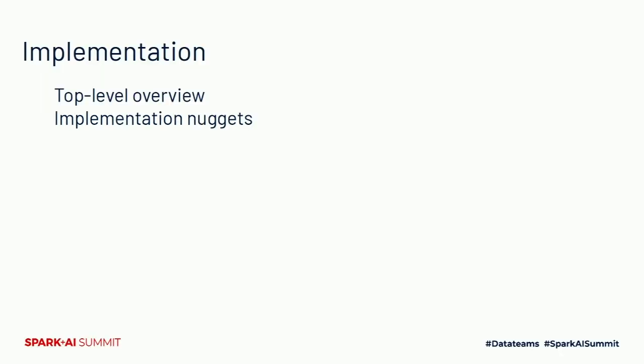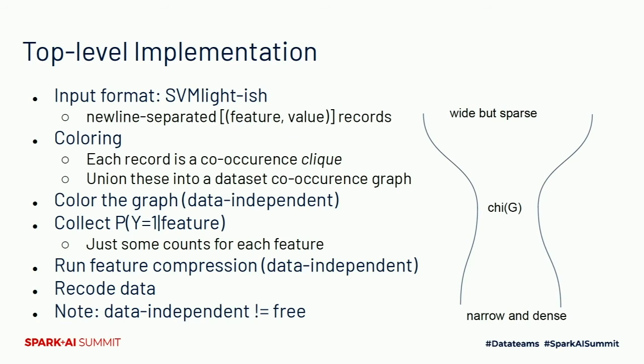So let's take a look at what we had to do to actually get to those numbers. At the top level, we started working with records that are essentially just feature value pairs and they're newline separated. To construct the co-occurrence graph from this kind of input, each record needs to be mapped to a co-occurrence clique. Because every feature in a record co-occurs by definition, it has an edge between all pairs of features in that record. And so when you look at that record, it generates essentially a complete graph over all the features inside of it. And we need to take the union of these complete graphs to get the full co-occurrence graph for the data set.